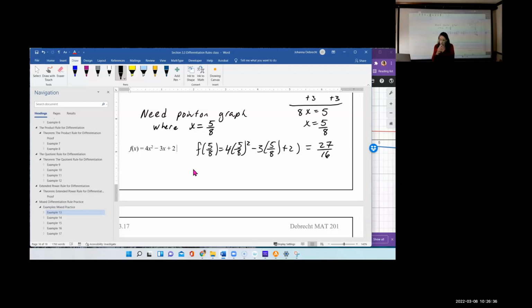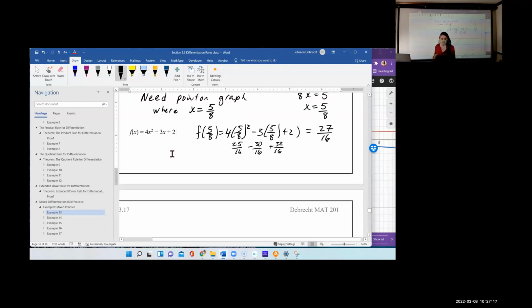5/8 squared is 25/64. 4 goes into 64 16 times, so you get 25/16. And then this becomes minus 15/16, and then you can write 2 as plus 32/16. And I believe that gives you 27. Did I do that right? 3 times, oh no, this is 15/8, which would be 30/16. There we go. That works better. Okay.